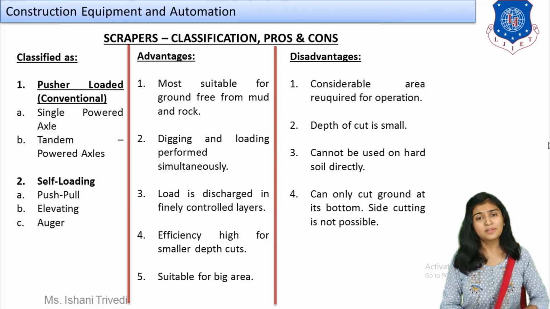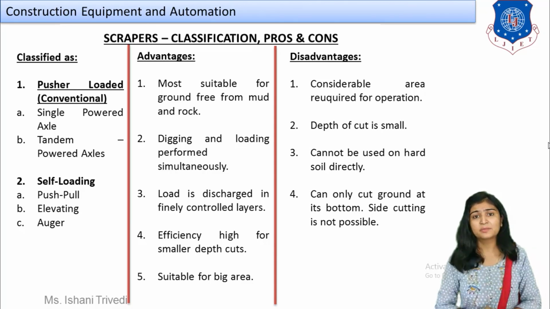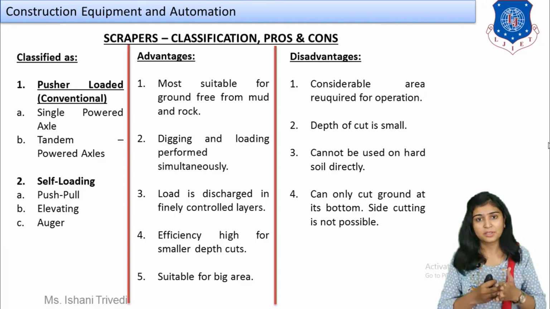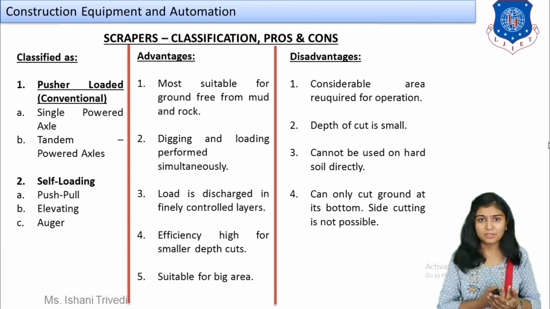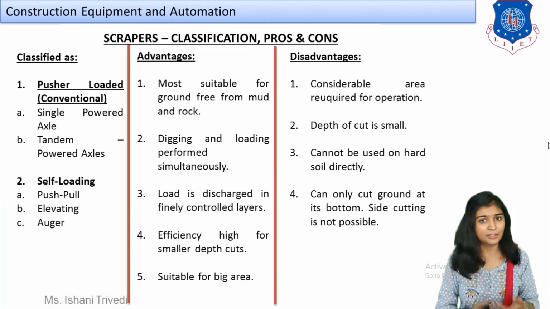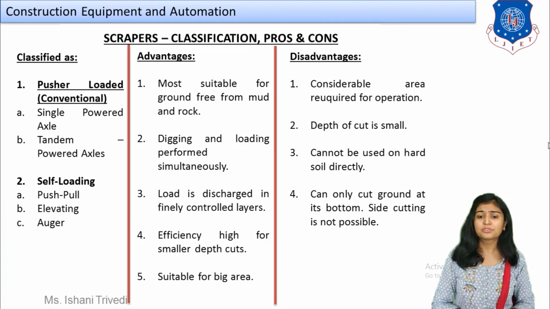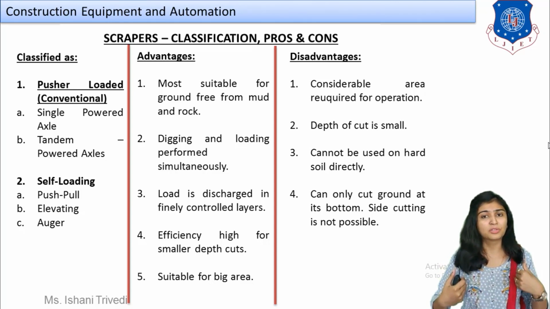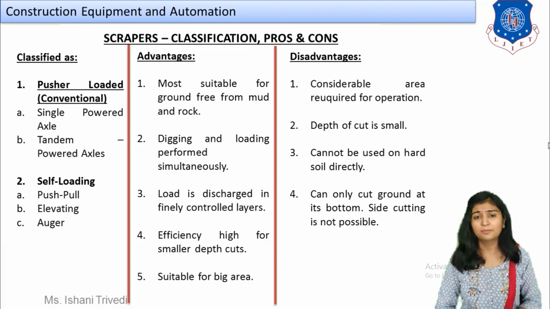Next, the disadvantages, which contradict the advantages. The equipment is very heavy and large, hence large space is required to operate this. Depth of the cut is small, which we already know. Cannot be used on hard soil directly, that also we know. And it can be used only to cut the ground at the bottom. Side cutting, meaning if you want to cut out trenches, is not possible.